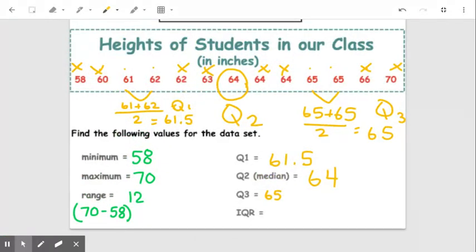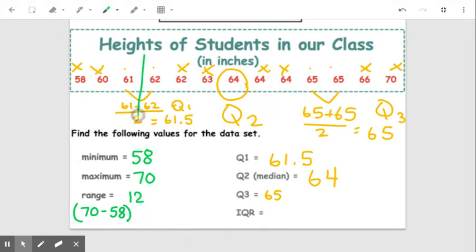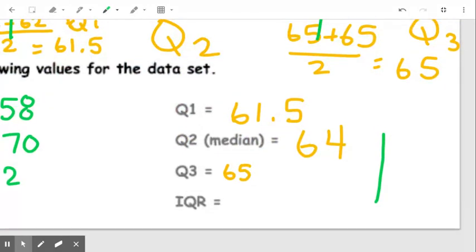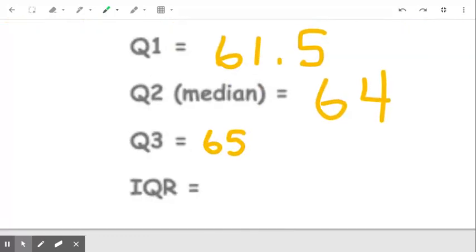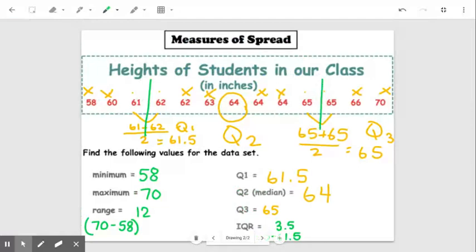And then remember, to get my interquartile range, basically what I'm doing is I'm looking for the range. Let's go purple. The range from my Q1 to my Q3. So if I do 65 minus 61.5, I get 3.5. So my middle range is 3.5. So from here to here is 3.5. Okay, so that's how you find the measures of spread. We're talking about how spread out the data is from low to high, or from Q1 to Q3.